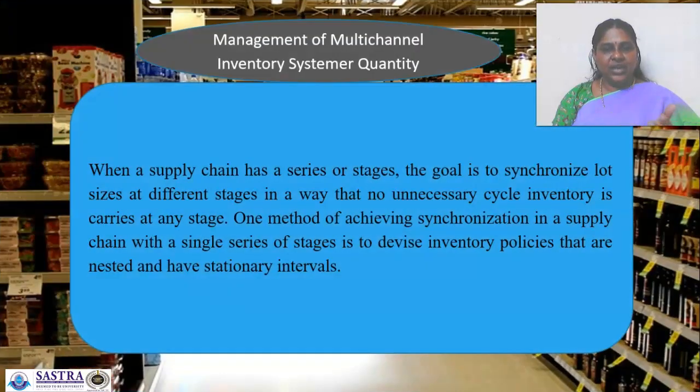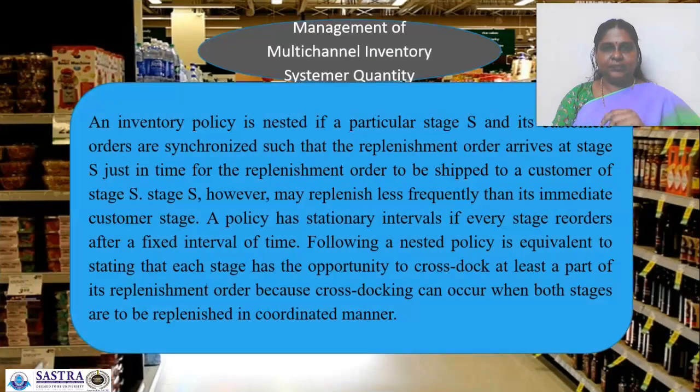When a supply chain has a series of stages, the goal is to synchronize lot sizes at different stages in a way that no unnecessary cycle inventory is carried at any stage. One method of achieving synchronization in a supply chain with a single series of stages is to devise inventory policies that are nested and have stationary intervals.